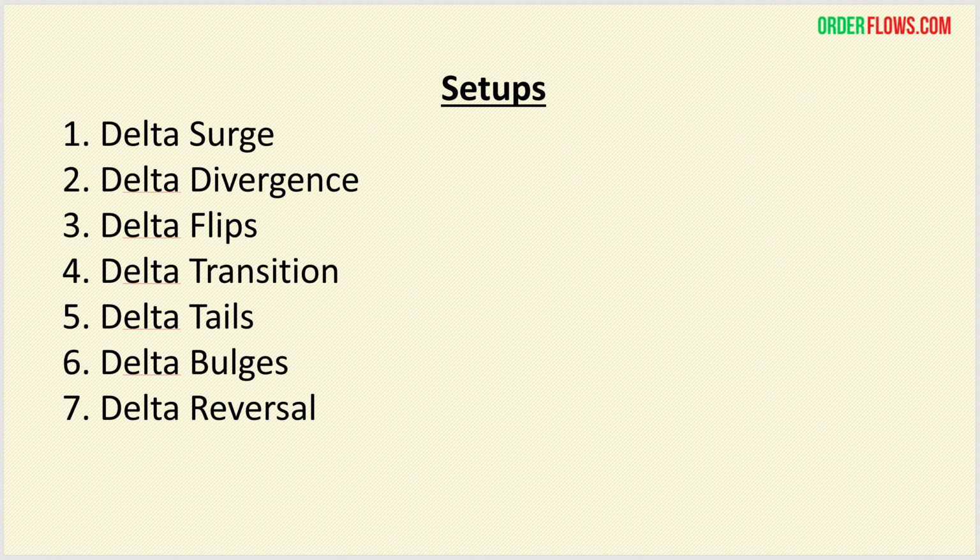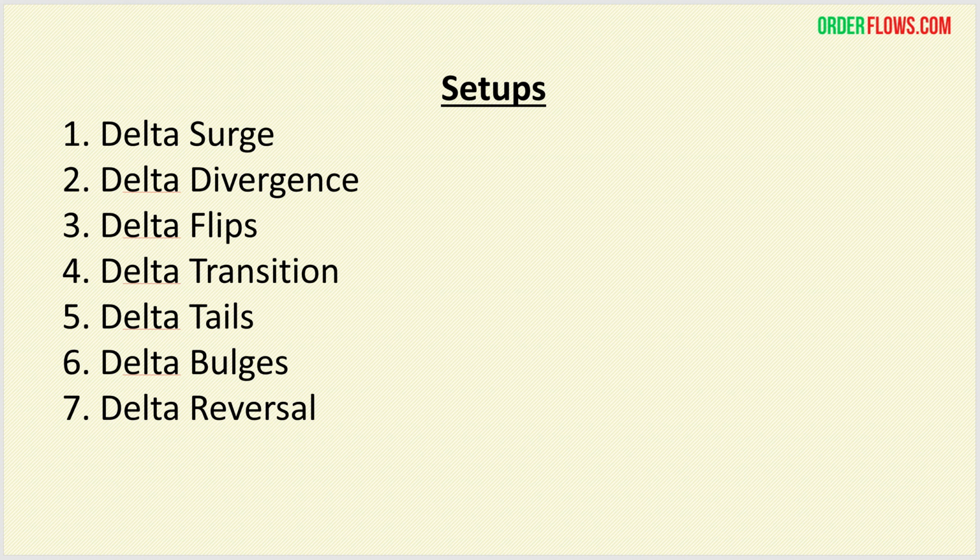So the setups I'm going to discuss in depth here are the Delta Surge, the Delta Divergence, the Delta Flip, Delta Transition, Delta Tails, Delta Bulges, and lastly, the Delta Reversal. Now, the Delta Surge is a free indicator you can get on my website. If you run NinjaTrader, you could put it on there. The Divergence is programmed into the main order flows trader, but I'm going to explain what it is. So if you don't have my software, or if you're using a different software that doesn't necessarily have a divergence, or maybe it's not what I think is a proper divergence, you can notice a difference.